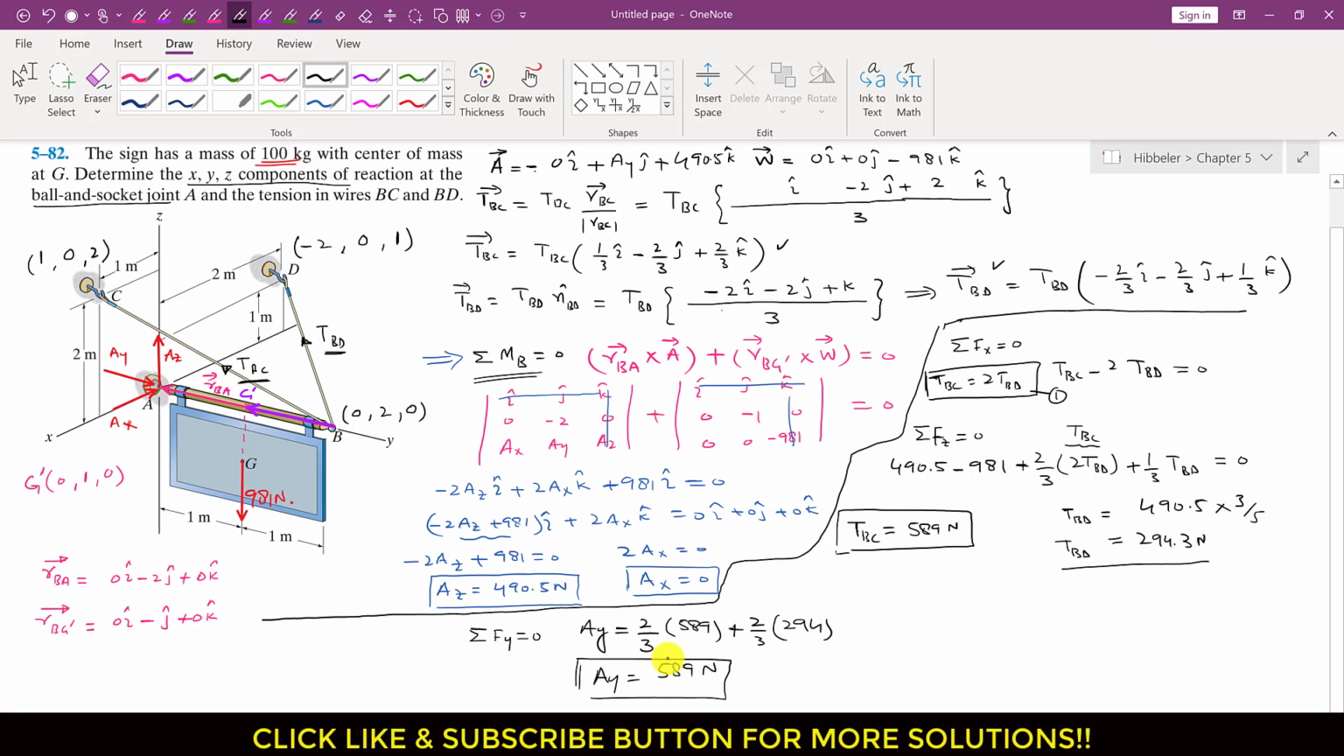Right, so the X, Y and Z components of the reactions at the ball and socket joint are 0, 589 newtons and 490.5 newtons, and the tension in the TBC wire is 589 and the tension in the TBD wire is 294.3. So this is the solution of this particular problem.